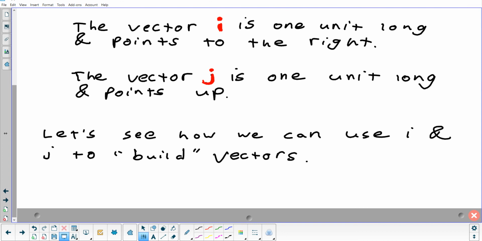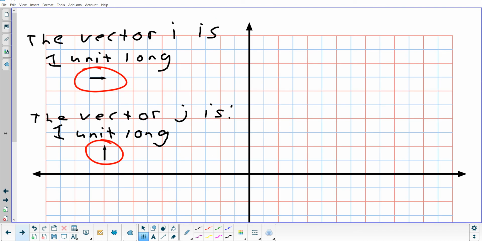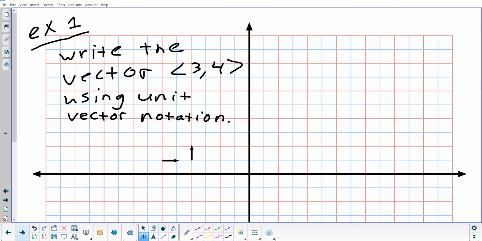So let's take a look at our first example where we're going to build a vector from these pieces, these i's and j's. All right, so let's build the vector 3, 4. First thing, let me just sketch it. So it's right 3, up 4. And what we want to figure out is how many i's we need to stack together and how many j's we need to stack together to get us from the origin, or from the initial point to the terminal point.